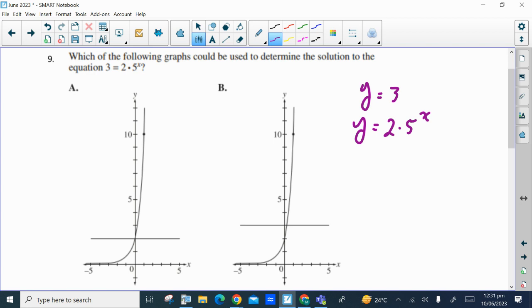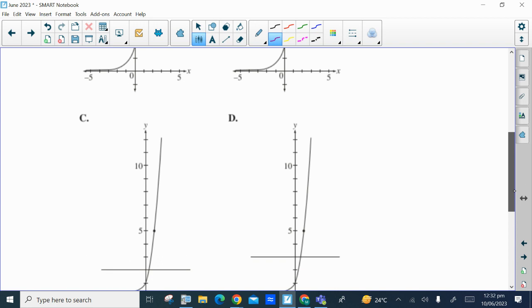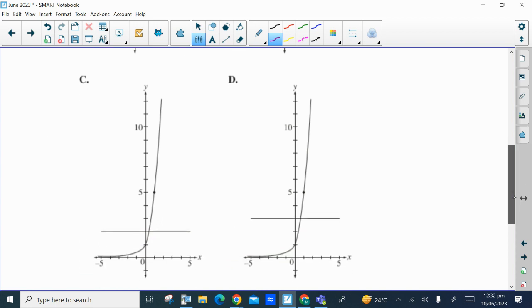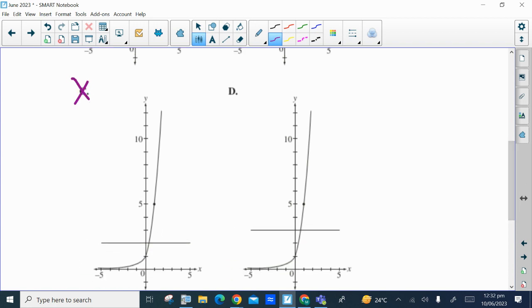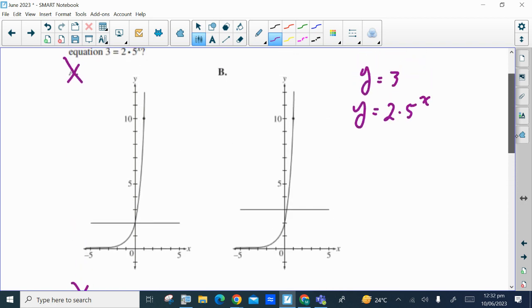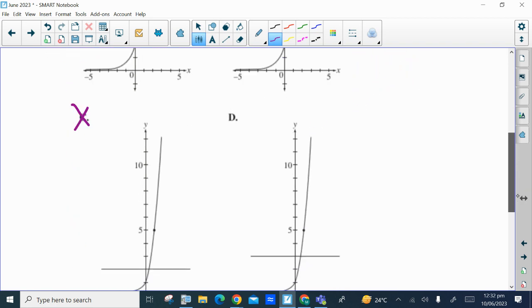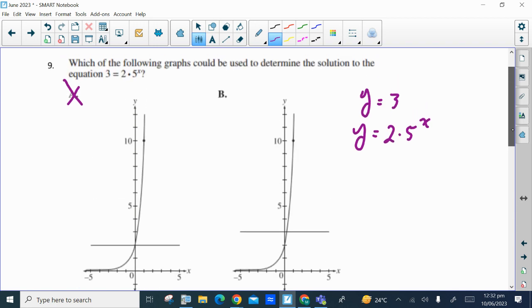So this choice, A, doesn't show the line y equals 3, it shows the line y equals 2. And C is the same. It shows the line y equals 2, not the line y equals 3. So now we're down to either B or D as our answer. And that'll be differentiated by the equation y equals 2 times 5 to the x.